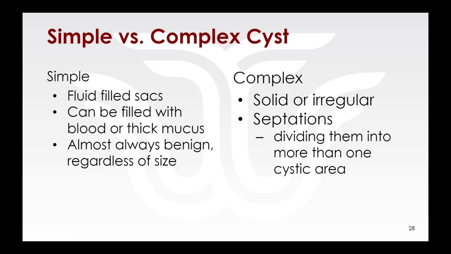Complex cysts are solid or irregular. They can have septations, which means you have a cystic area, but it has little cysts within it. So you can see dividing membranes, and those are called septations.